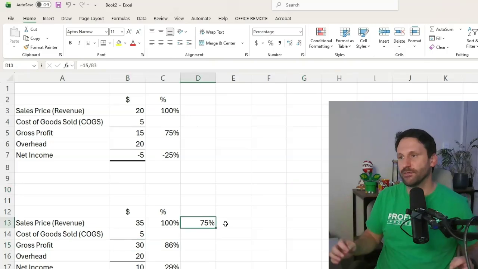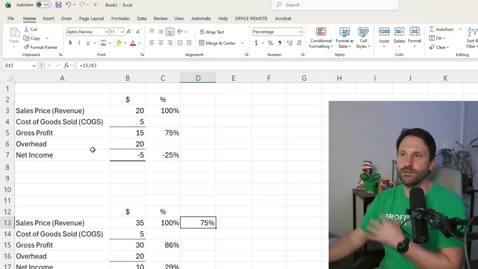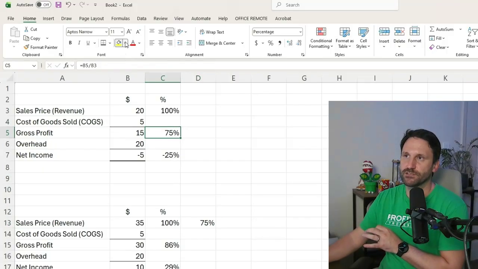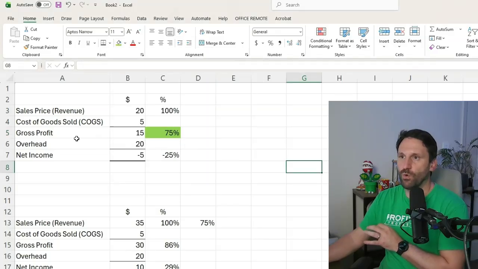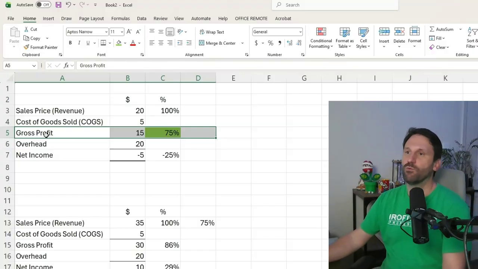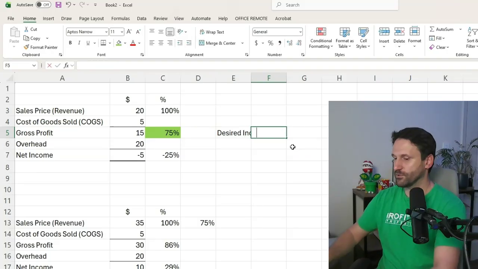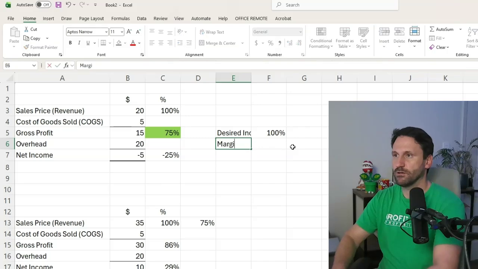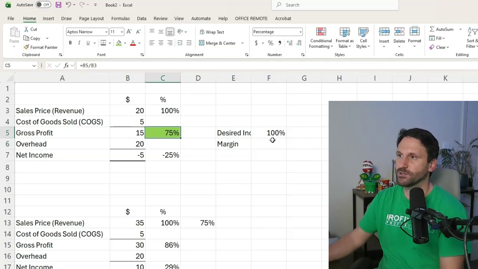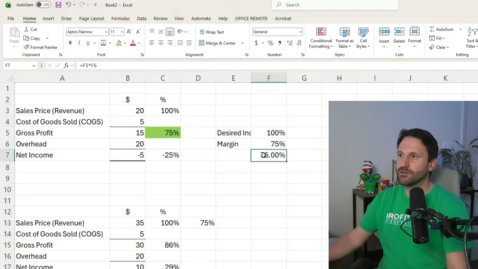But I want to show you some cool math here and why this makes sense. So this is where it's going to get a little bit nerdy. Let's say we know what our gross profit percentage is, and we know what we want the increase in gross profit to be. We know what we want that percentage increase to be. And in this case, we want that to increase by 100%. If you just take the desired increase, 100%, times your margin, and that margin is your gross profit divided by your sales price, take those two numbers, multiply them together, and you get the percentage increase you have to have in your sales price in order to get that.